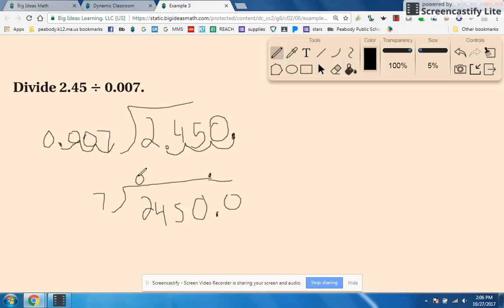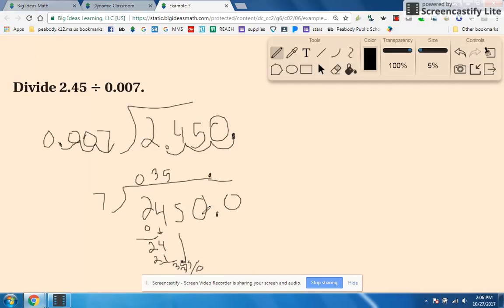7 goes into 2 0 times. Subtract, I get 2. Bring down the next digit. 7 can go into 24 3 times, which is 21. Subtract, I get a 3. Bring down the next digit. 7 goes into 35 5 times, which is 35. Subtract, I get a 0.